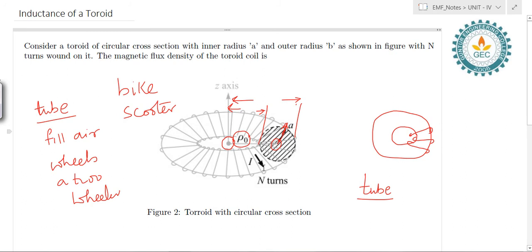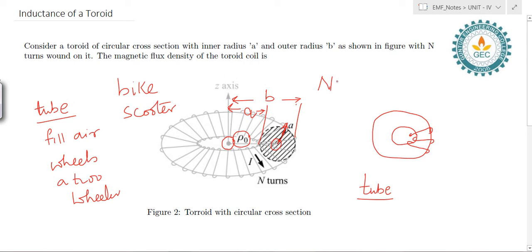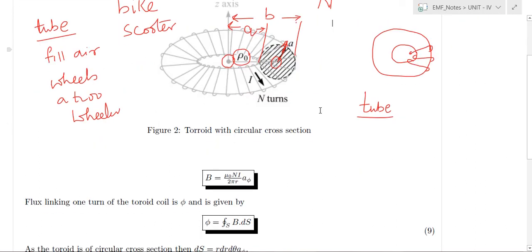Okay, so here consider the inner radius of the toroid as a and the outer radius of the toroid as b, and the toroid is wound with N number of turns over it. Because it is circular, the flux density inside the toroid is B = mu naught N I by 2 pi r, in the a phi direction.